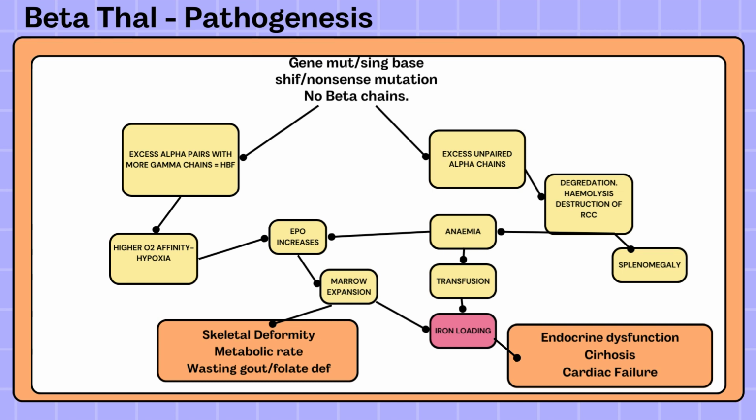Erythroblasts also secrete molecules that reduce hepcidin synthesis, so that leads to more iron absorption. So thalassemia is an iron-loading anemia. This excess is exacerbated by transfusions, and the iron excess can lead to endocrine dysfunction, liver cirrhosis, and cardiac failure. So the patient eventually needs iron chelation therapy.